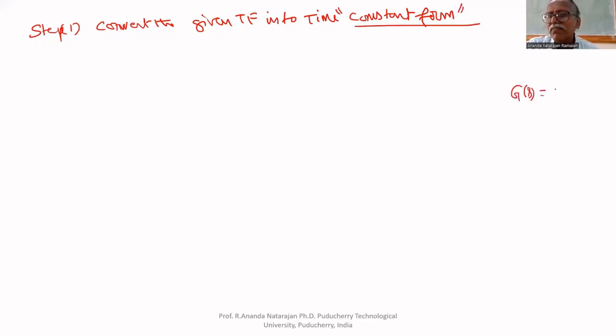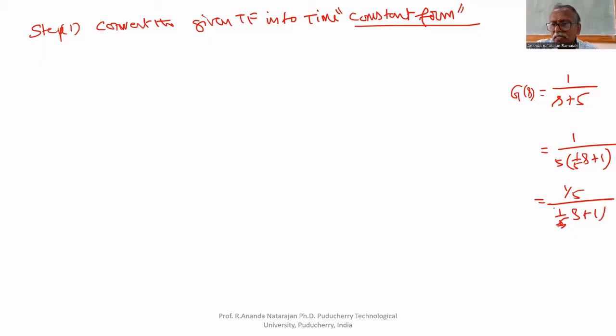For example, G of s equal to 1 by s plus 5 is given. How to write this in time constant form? We have to take that 5 outside. So you will get 1 by 5 s plus 1. Therefore, the transfer function becomes 1 by 5 divided by 1 by 5 s plus 1. This is time constant form. Earlier, in the original form, what was the gain? 1. It is not correct. The actual gain is 1 by 5, that is 0.2.